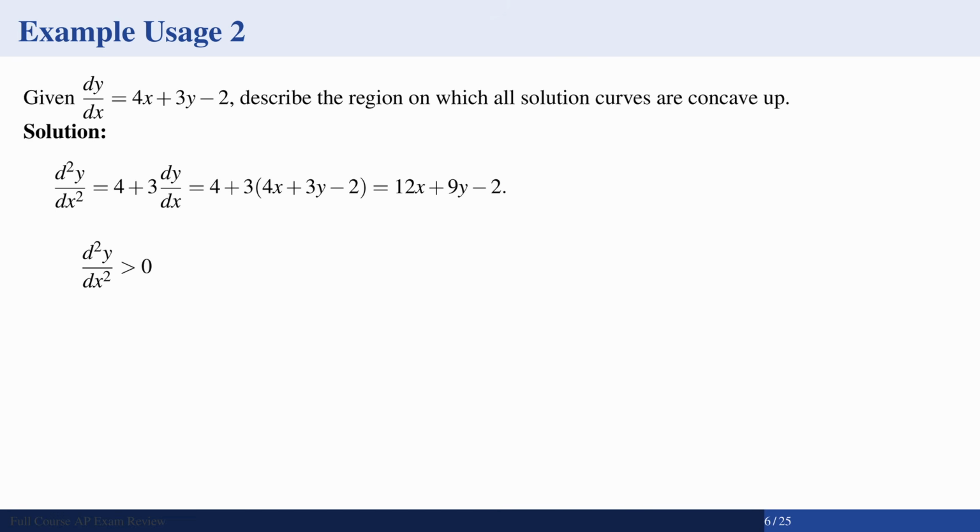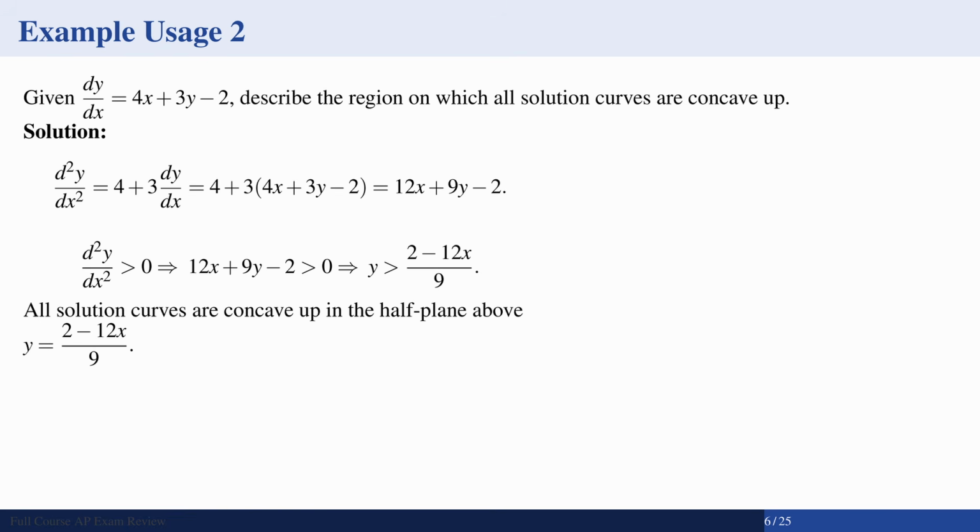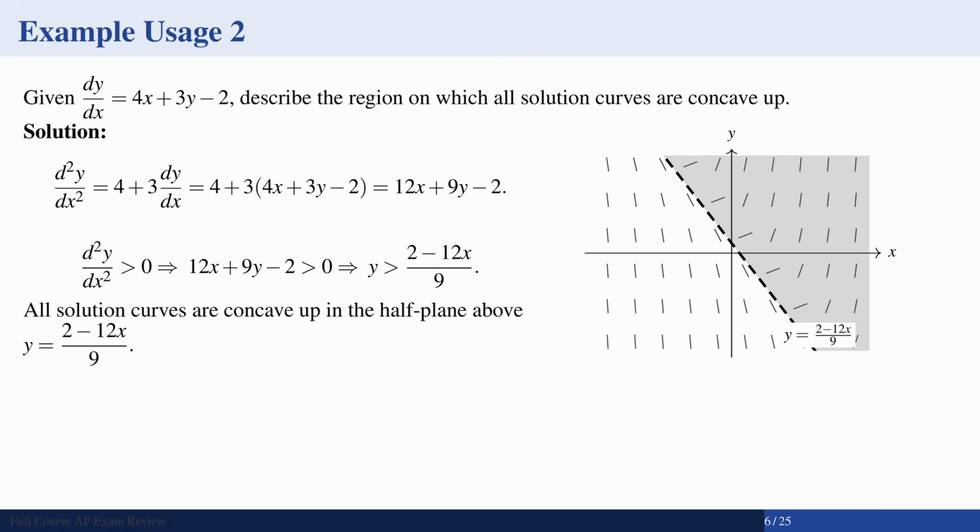Now we need to deal with the concavity. Concave up means second derivative is positive, so we just have that relationship is greater than 0. Solve for y, you get y is greater than (2 minus 12x) over 9. So my description again would be all solution curves are concave up in the half plane above the line y equals (2 minus 12x) over 9. And here's the slope field with the shading again, just in case you're interested. It is a good way to visualize things, but nobody's making slope fields by hand anymore.